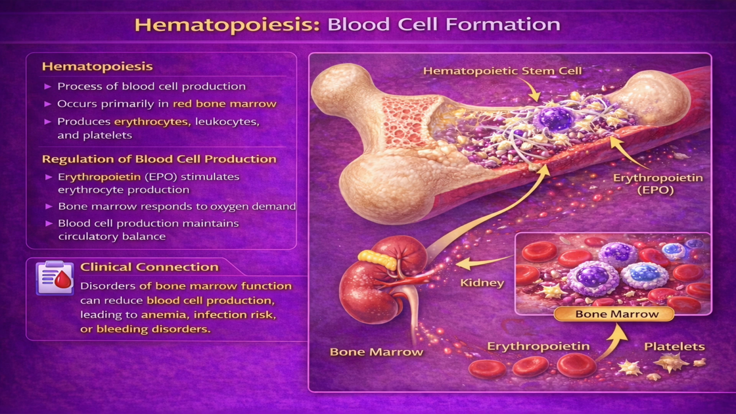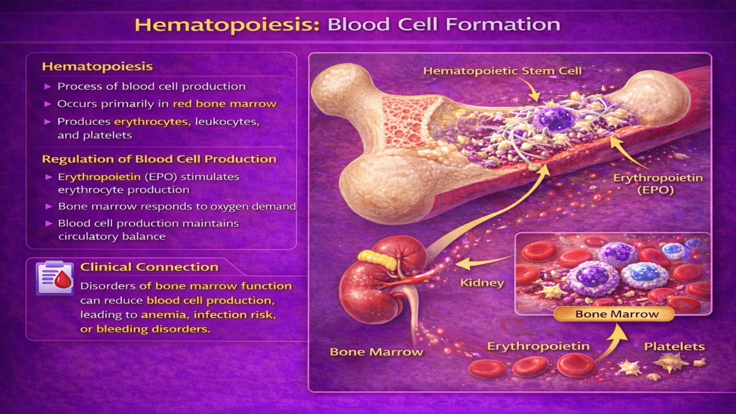One of the most important regulators of blood cell production is a hormone known as erythropoietin, often abbreviated as EPO. This hormone is produced primarily by the kidneys in response to low oxygen levels in the blood. When oxygen level decreases, erythropoietin stimulates the bone marrow to increase the production of erythrocytes, thereby improving the body's oxygen carrying capacity.